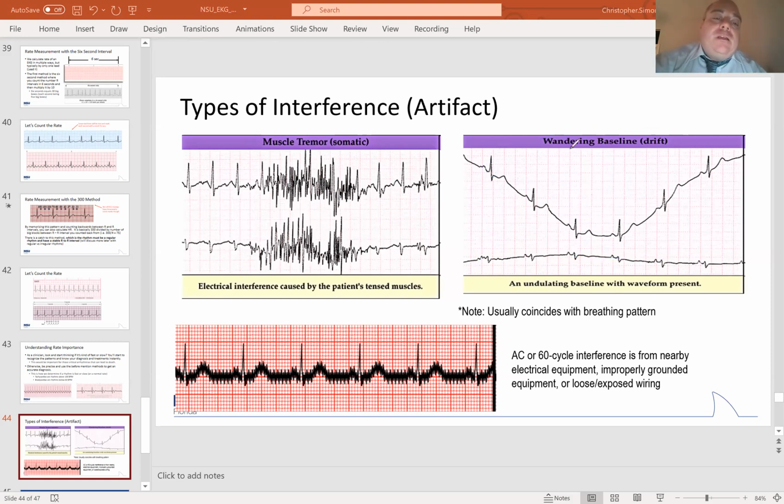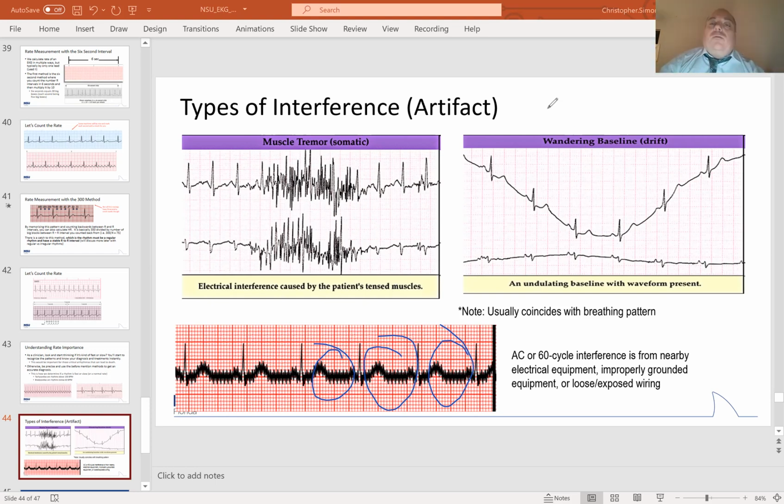Okay. And then this is not super common. This stuff down here has to do with literally electrical interference. They call it 60 cycle, 60 hertz interference. Your EKG leads are not properly grounded, like you have wiring issues, things like that.